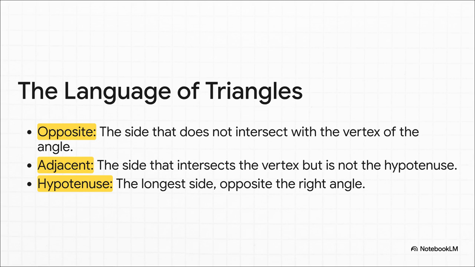Okay, let's get the lingo down. The side directly across from our angle theta, that's the opposite. The side right next to it, the one helping to form the angle, that's the adjacent. And that long slanted side that's always opposite the 90-degree angle, that is always the hypotenuse. Pretty simple, right? Get these three down and you are ready for the magic.